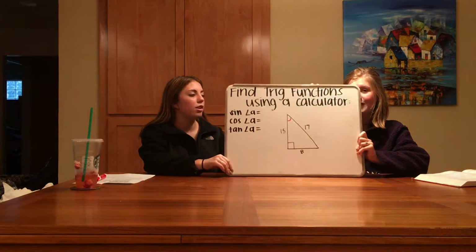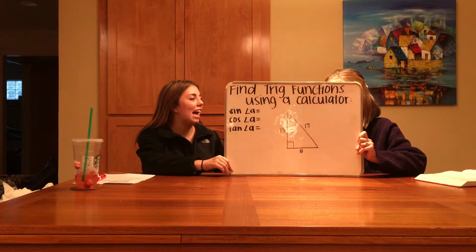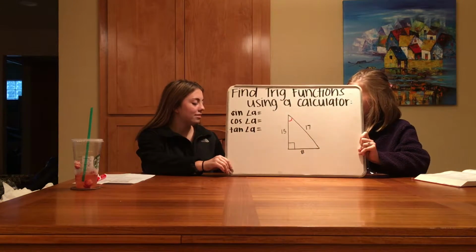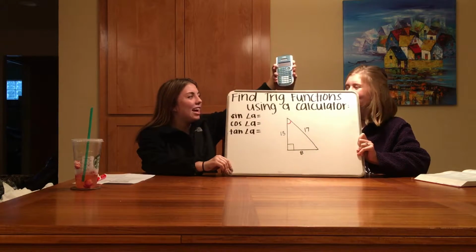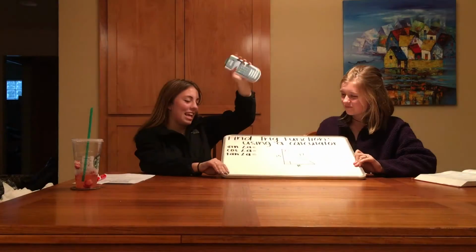All right, so we're back. 6 out of 10. This is our 6th one. We can do this. Okay, so this segment is going to be called Finding Trigonometric Functions Using a Calculator. And we have a special guest named Mr. Calculator. He's joining us today. He will be coming in handy.